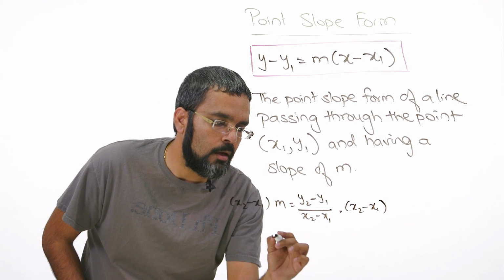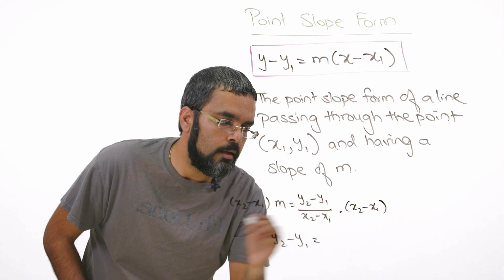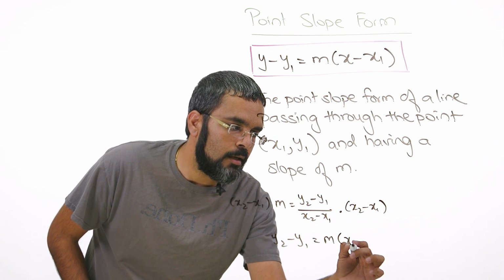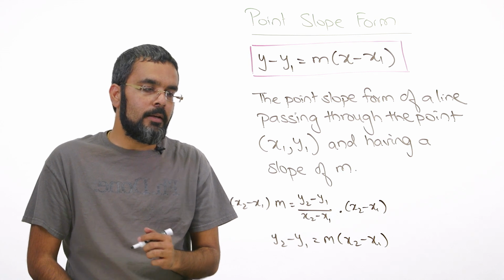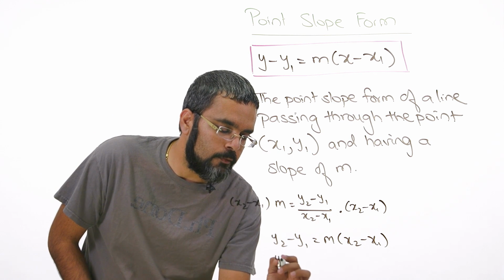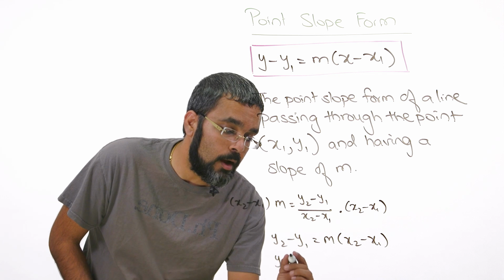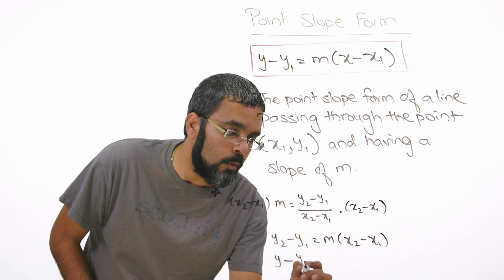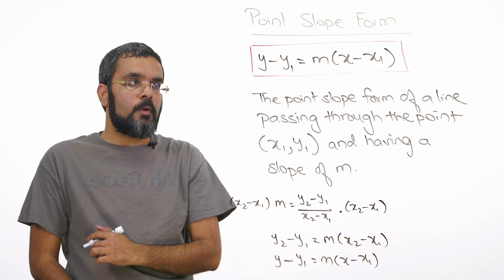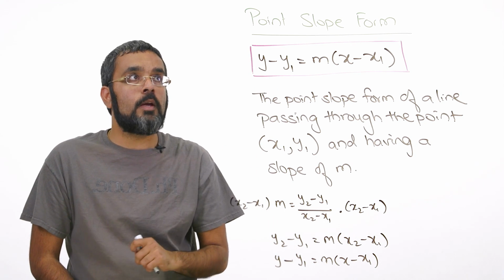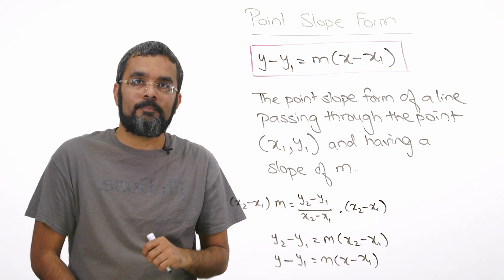And what do I get? I get y2 minus y1 equals m times x2 minus x1. Right? And so my equation can be, for any random point x, y, I have y minus y1 equals m times x minus x1. And that is exactly your equation in point slope form.